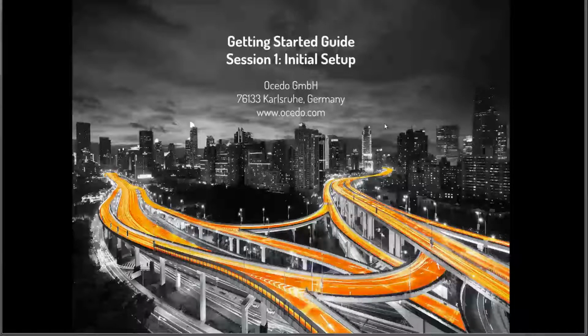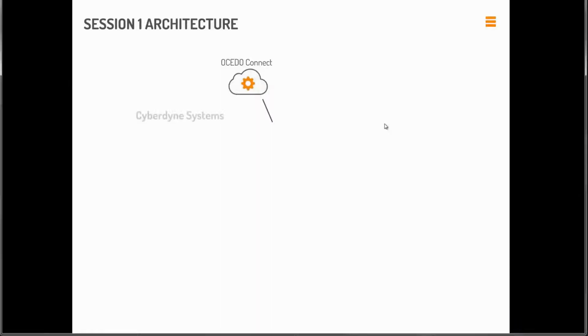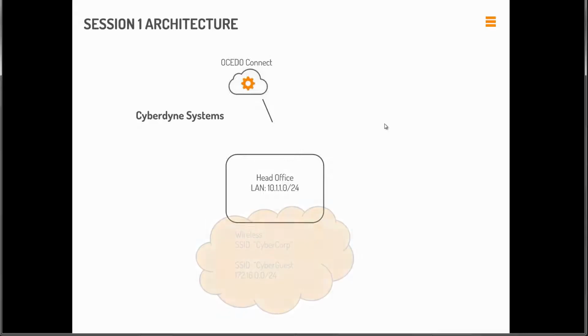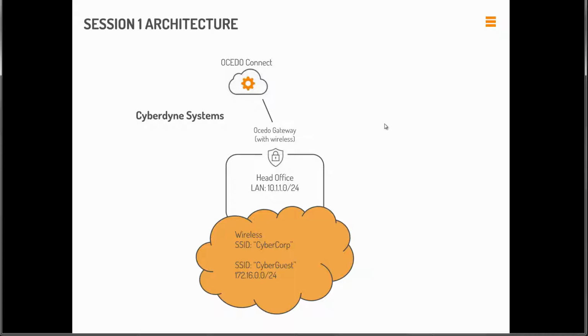Now, the architecture for today involves a single site, the headquarters for a company named Cyberdyne Systems. Hey, we're geeks and we can't help ourselves. Today we'll define the network zones and configure our wireless SSIDs, add a couple of employees, and then deploy an Ocedo G50 wireless gateway into the site.